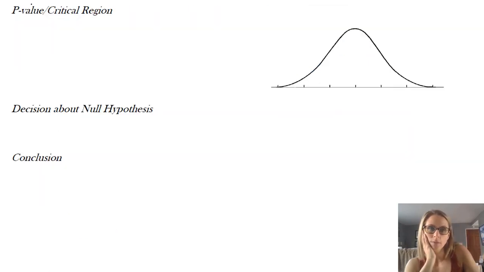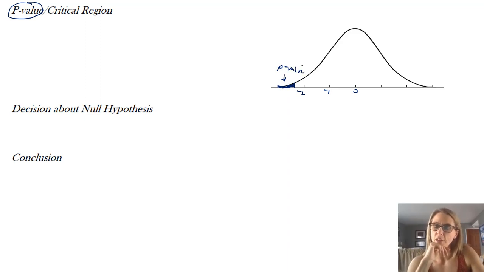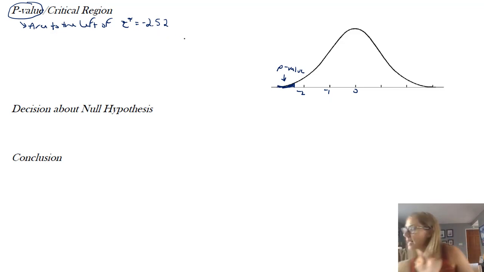So this is still the normal distribution. So we have 0 here, -1, -2. And so a negative 2.52, like probably over here somewhere, and there's some little bit of area here, that is your p-value. That is the probability that if the null hypothesis was true, that you would get data as strong or stronger than the data that you got. So what we can do is our p-value is just the area to the left of that z star equaling negative 2.52.